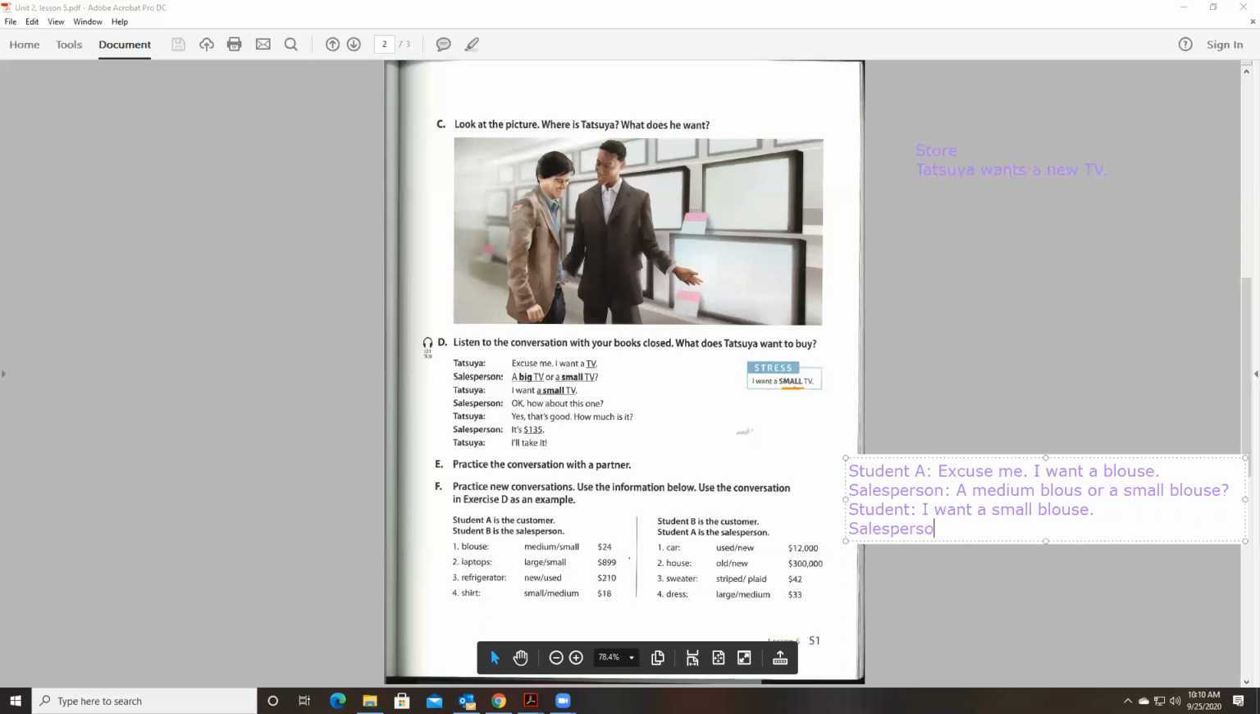Salesperson: Okay, how about this one? Student: Yes, that's good. How much is it? Salesperson: It's $24. And student A will say, I'll take it.